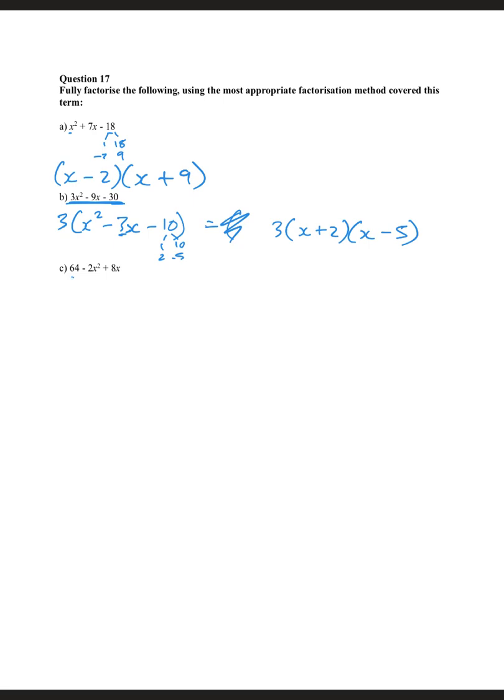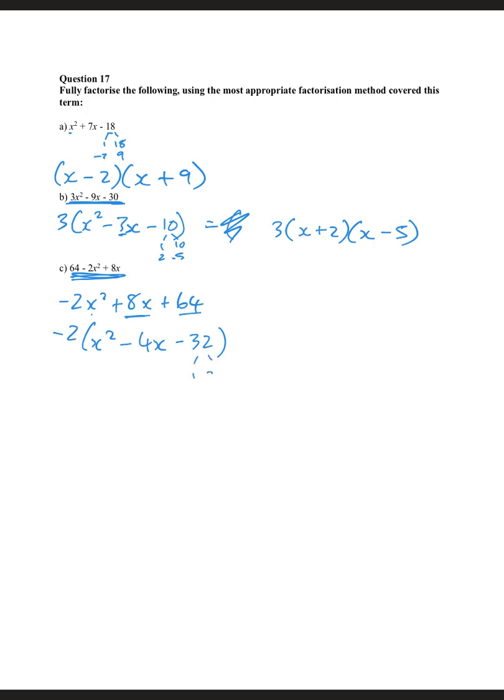Last one here. I don't like the order of this. I'm used to writing it as negative 2x squared plus 8x plus 64. That looks nicer to me. I don't have any rules to factorize anything with a number in front of x, so I'll remove it as a common factor. Negative 2x squared. What would I have to times negative 2 by to get positive 8x? I'd have to times it by negative 4x. What would I have to times negative 2 by to get 64? Negative 32.